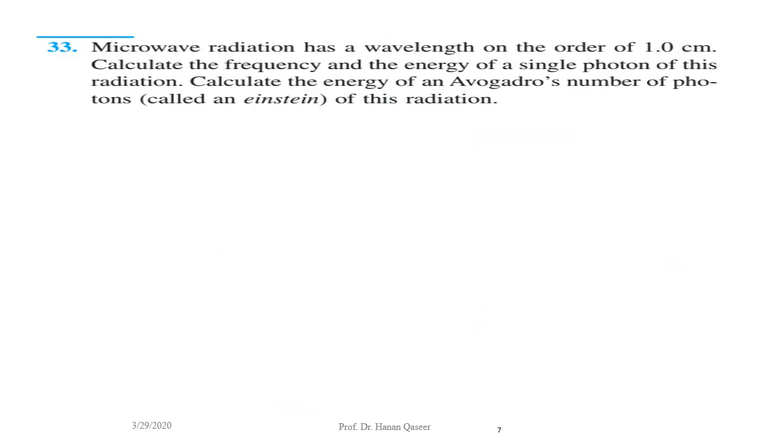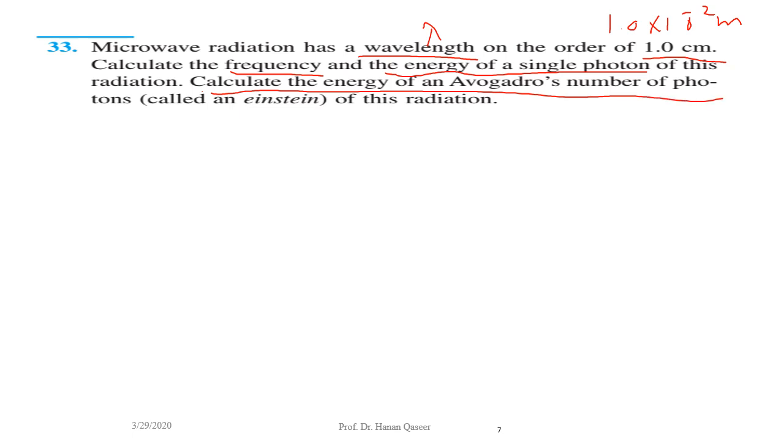The question here is from your textbook. Question number 33. We have microwave radiation and its wavelength is equal to 1.0 centimeter. Convert this to meter: 1.0 × 10^-2 meter. We need to calculate the frequency and the energy of a single photon for this radiation first. Second, we need to calculate the energy of Avogadro's number of photons.